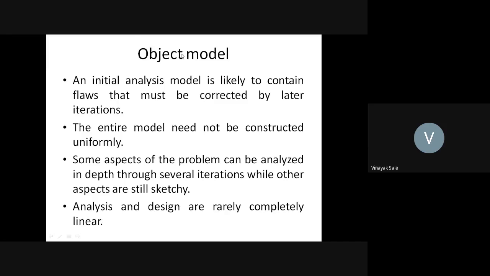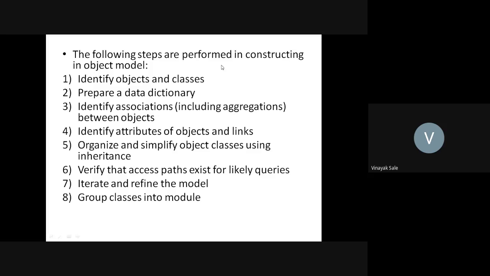Then the first one is the object model. The initial analysis model is likely to contain flaws that must be corrected by later iterations. The entire model need not be constructed uniformly. Some aspects of the problem can be analyzed in depth through several iterations, while other aspects are still sketchy. Analysis and design are rarely completed linearly. So in the object model, there are a total of 8 points. We'll see them one by one.